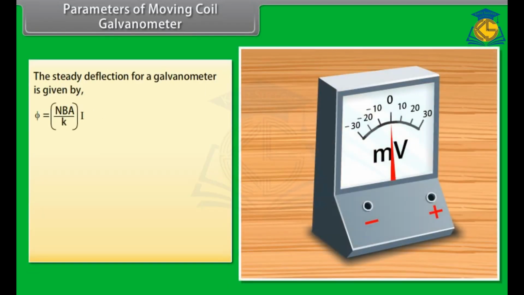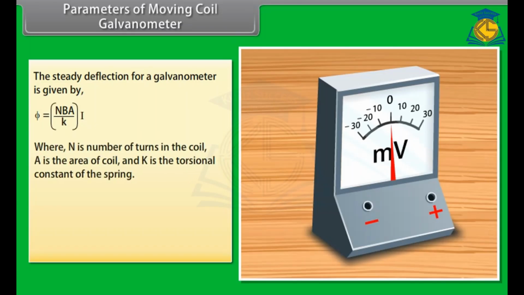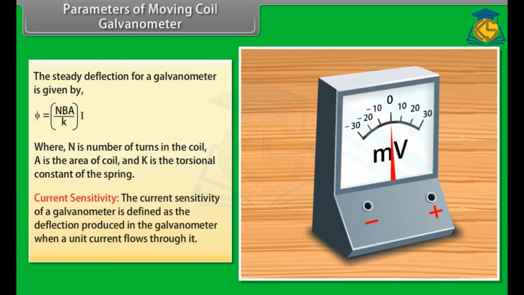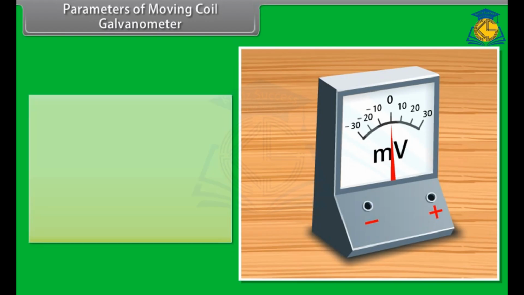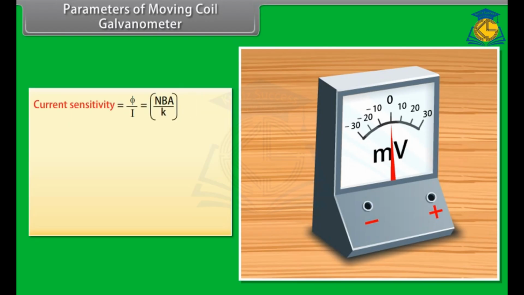The steady deflection for a galvanometer is given by NBA upon K multiplied by I, where N is the number of turns in the coil, A is the area of coil, and K is the torsional constant of the spring. The current sensitivity of a galvanometer is defined as the deflection produced in the galvanometer when a unit current flows through it. Current sensitivity is equal to phi upon I, which is equal to NBA upon K.